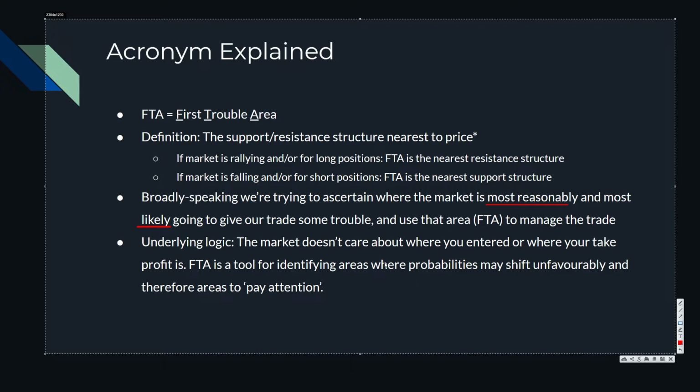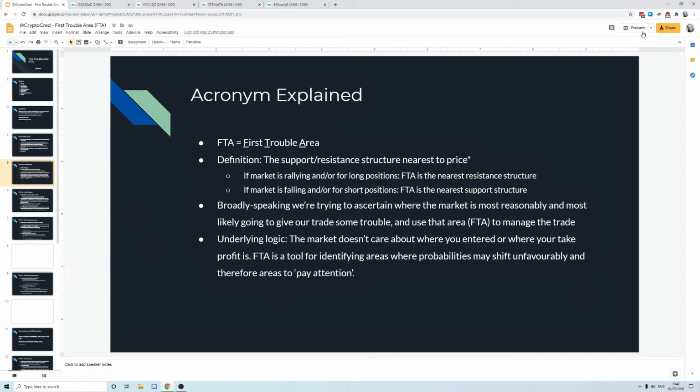So what we're doing with FTA is using a tool for identifying areas where those probabilities may shift unfavorably, and therefore they become areas to pay attention. Again, a deliberately vague term: pay attention. As you saw in the outline, that in itself takes many forms, whether that's trade entry, profit taking, or trade management. Those are the main 3 we're going to focus on, but we know that an FTA is where we pay attention and do one or all 3 of those things should price arrive at such an area.